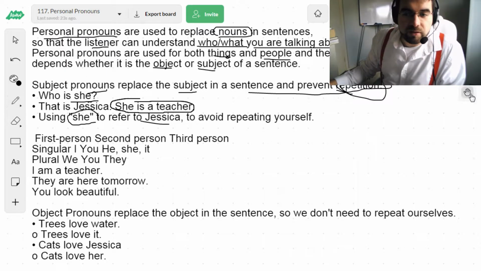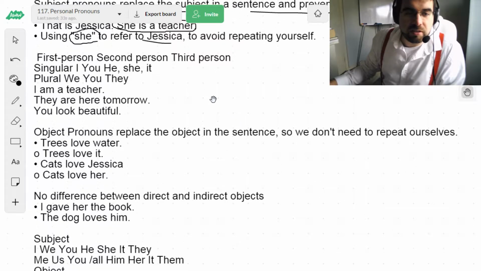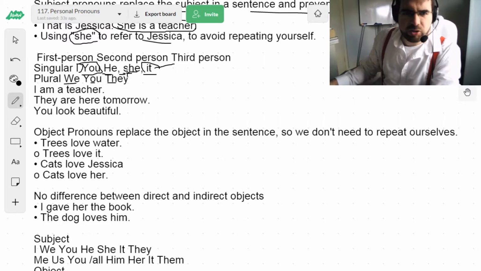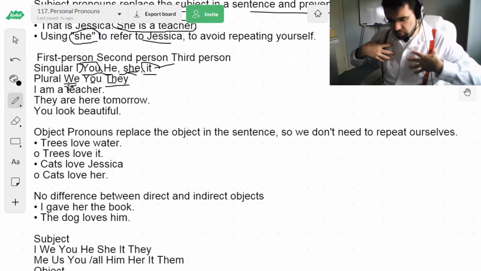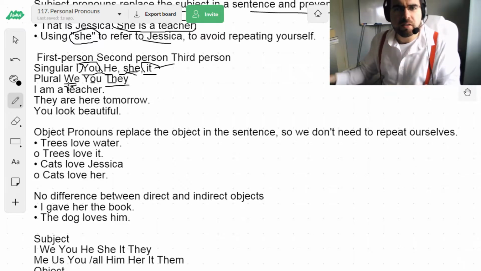So we have the first person, second person, and third person. We have singular: I, you, he, she, and it. It being third person. Plural: we, you, they. Who is she? One person. Who are they? Are these people? Who are they? We. Who are we? Where are we going?